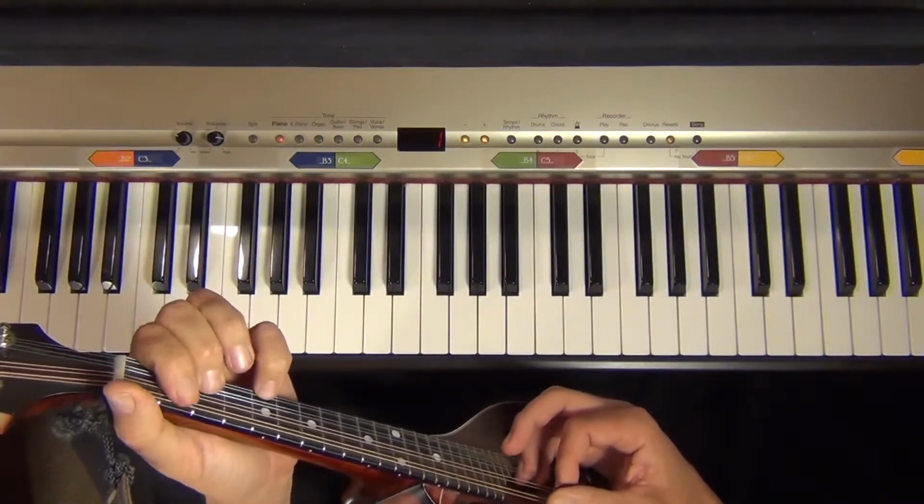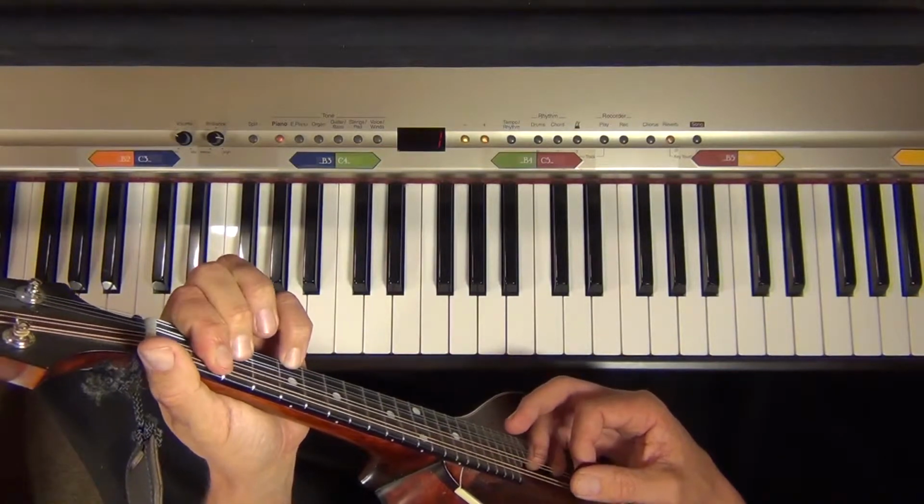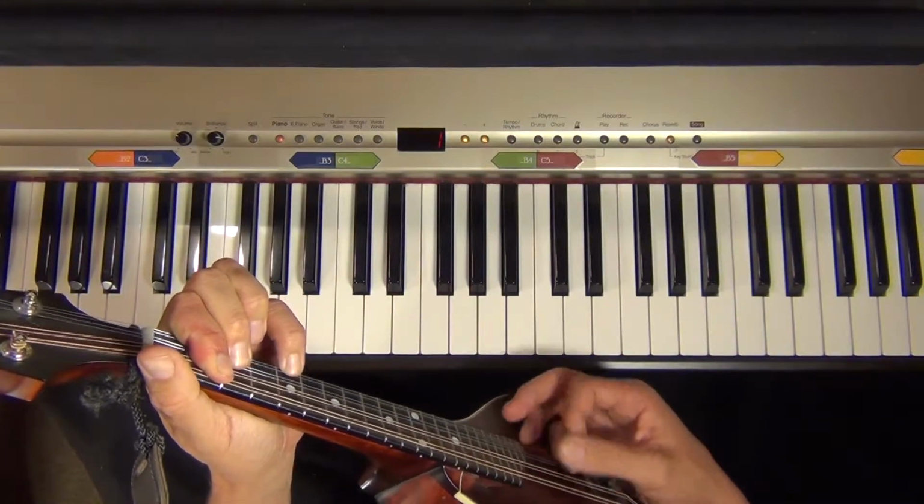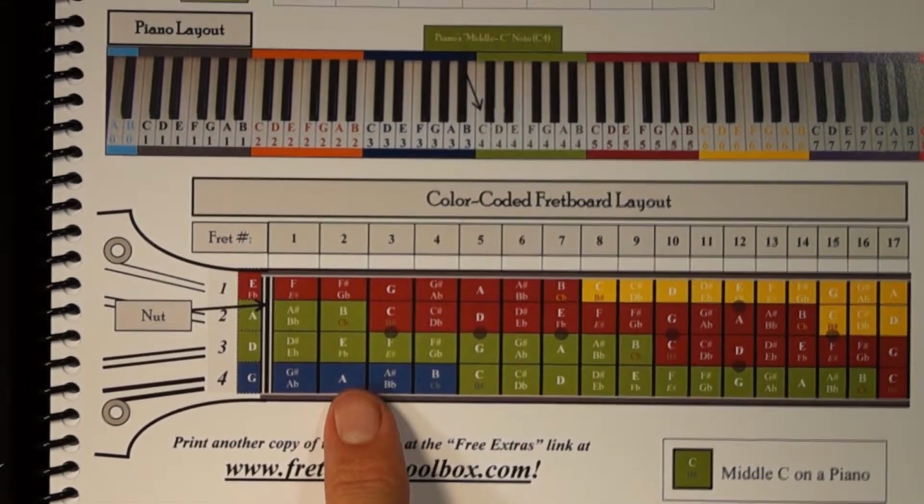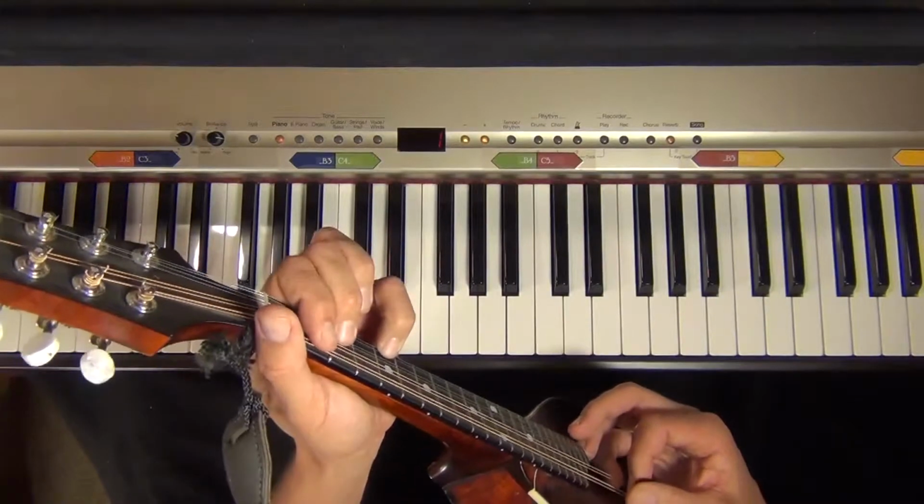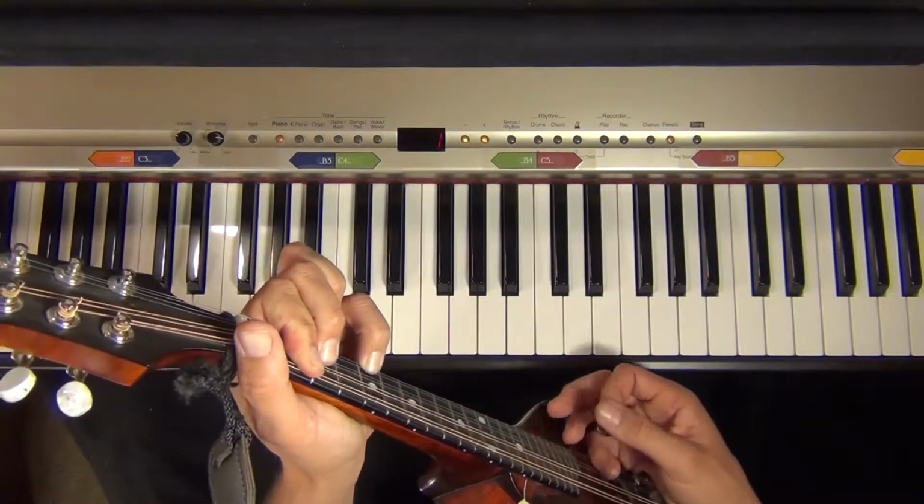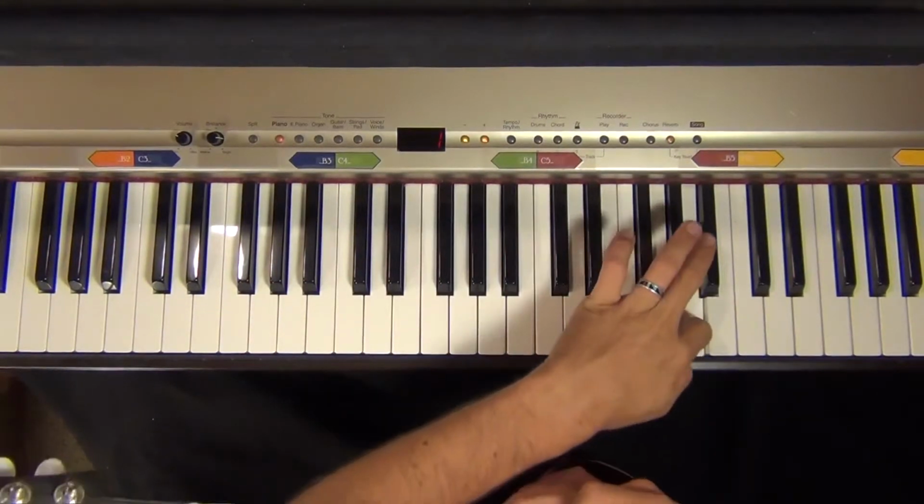A minor is like this: 2nd fret, 3rd fret, 5th fret. A minor is always made of A, C, and E notes, so that's A, E, C, A. So again on the mandolin, and then on the piano it would be A, E, C, A.